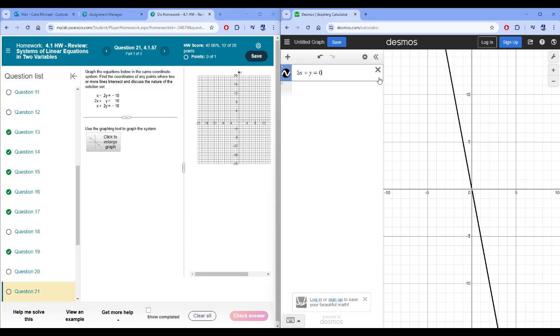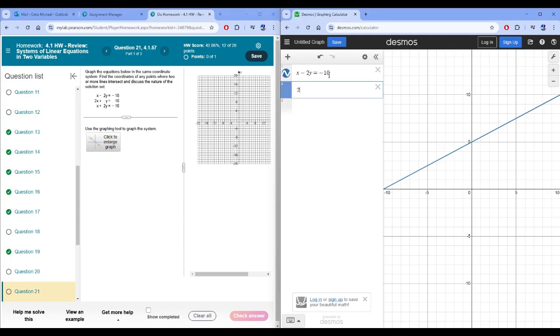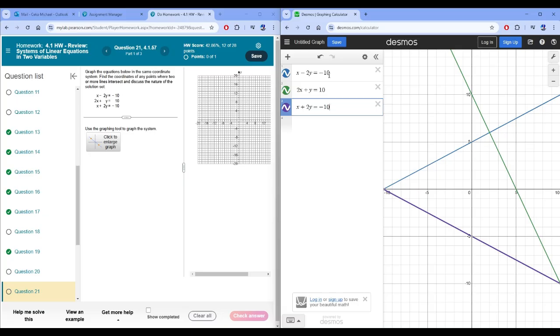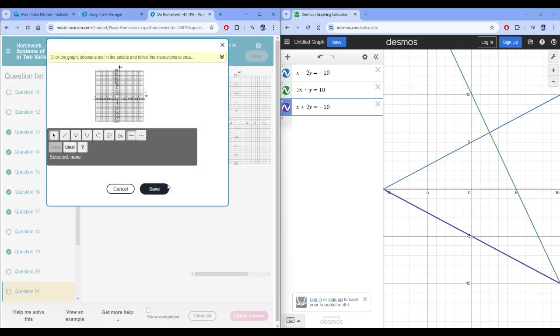Okay. I'm actually going to do this just so I can see all 3 lines. So let's do x minus 2y is equal to negative 10. Let me do 2x plus y equals 10. And let me do x plus 2y is equal to negative 10. Oh my goodness. How am I supposed to see this at all?